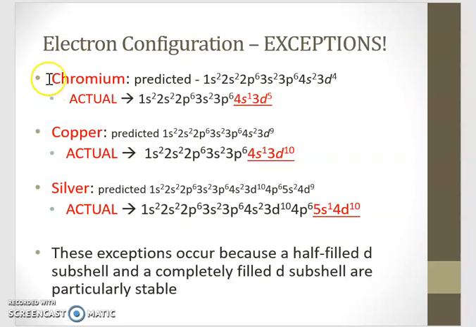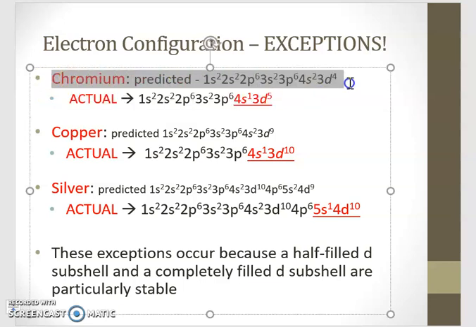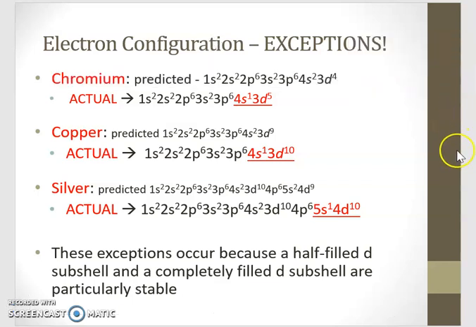So we have chromium. Our predicted chromium electron configuration following the Aufbau diagram would end with 4s2, 3d4. But d subshells are very stable when they are half full or completely full. And so the actual configuration will be that same configuration, but ending with 4s1, 3d5.